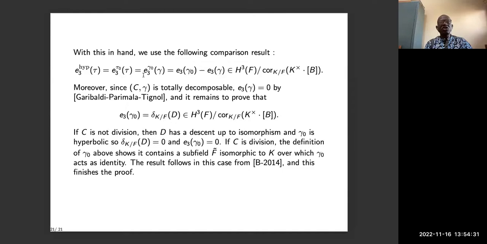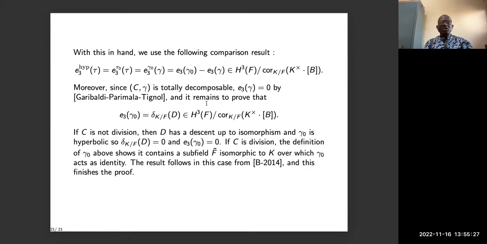If the involutions tau zero and tau have symplectic descent, we showed in our work that we have these relations on these two invariants in this group. And since the involution gamma is totally decomposable, it follows by a result of Garibaldi, Parimala, and Tignol that the E3 of gamma is trivial.